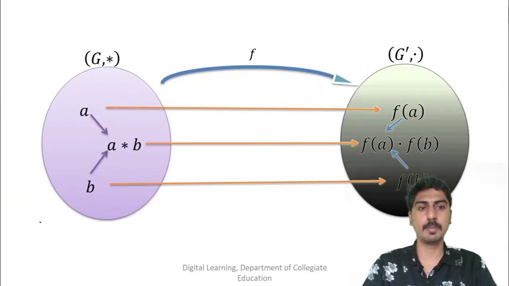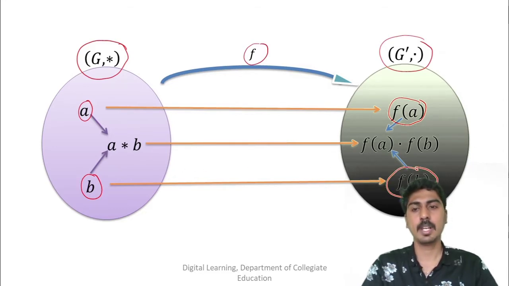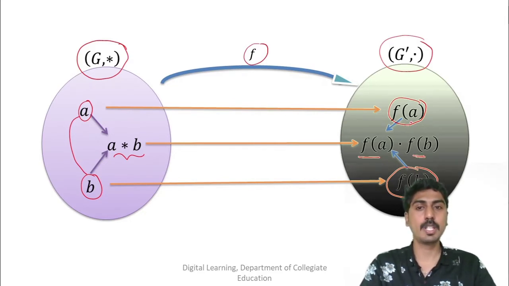This is a visual representation of group homomorphism. Here the group G star is mapped to group G dash dot under a mapping F. The image of the element A under the mapping F is f of A. The image of the element B under the mapping F is f of B. Now the combination of A and B with respect to the binary operation star is A star B. This element maps to f of a dot f of b, which is the combination of f of a and f of b with respect to the binary operation dot.